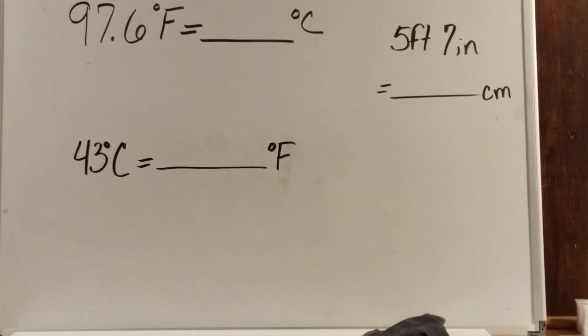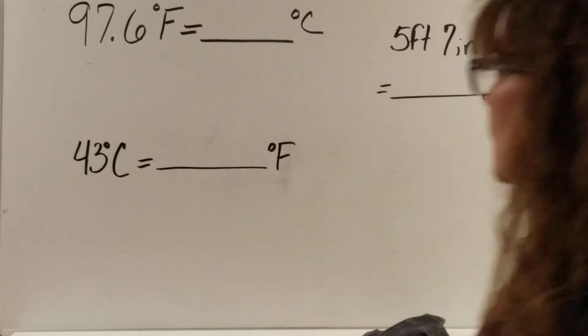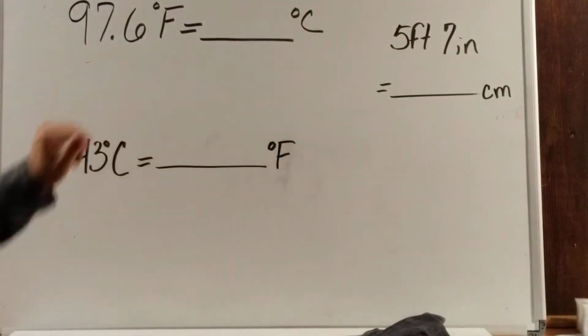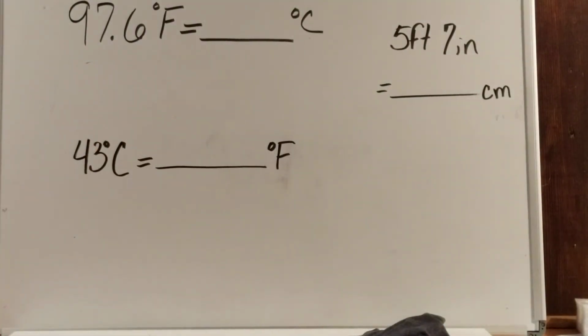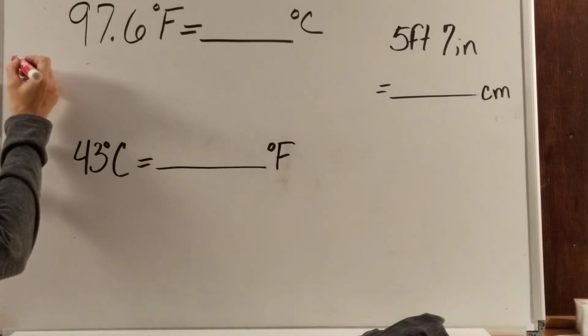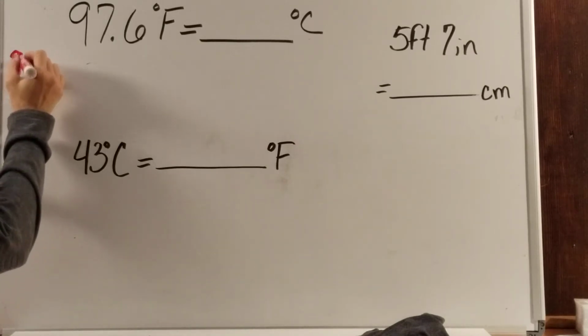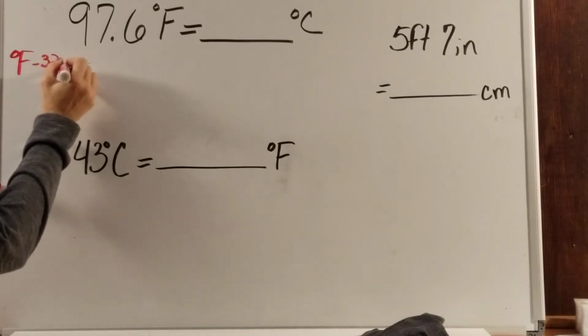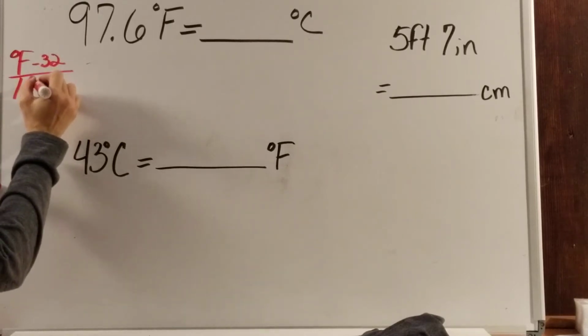So I've got 3 conversions here I want to do, and this is going to be a short video. I said that I got 97.6 degrees Fahrenheit, and I want to know what is that in degrees Celsius. Well, the formula for degrees Celsius is degrees Fahrenheit minus 32 divided by 1.8.